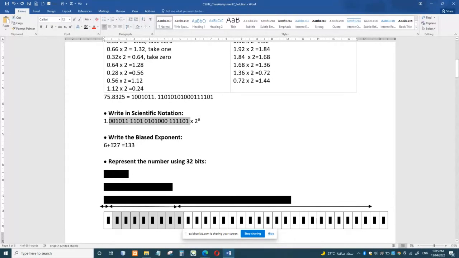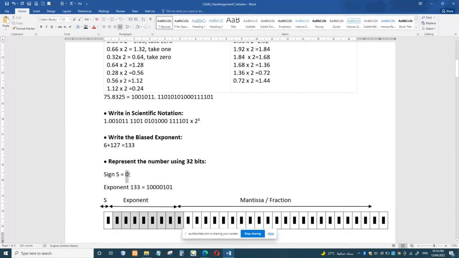In order to convert it to the biased exponent, we have to add 127 to it. So we have got 133. Now, once we have 133, we can get all the parts that we are going to represent in computer memory. Our sign is 0 because this is a positive number. Our exponent is 133, which is our biased exponent.